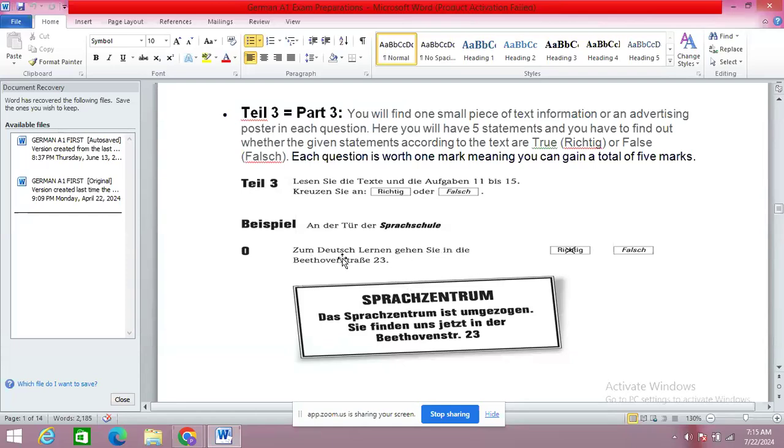They are asking, "Zum Deutsch lernen gehen Sie in diese Straße Nummer." They are telling that when you are going to learn German, will you cross this street number? So yes, we need to cross this street number. It is written here in this information. So we will put a right here. Yeah, this is richtig.